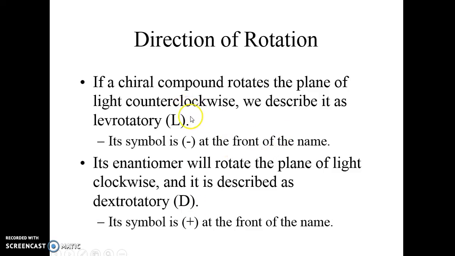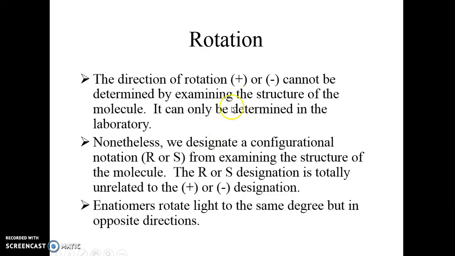So enantiomers, one is D and one is L, or you can say one is plus and the other one minus. The direction of rotation, as I said, can't be determined by the molecule, and you can't look at the structure and know how much it will rotate it. This is all experimentally determined. The R and S is just a designation that we give it so that we can talk to each other and know we're talking about the same structure when we're talking. Remember that enantiomers rotate light to the same degree, but in opposite directions.